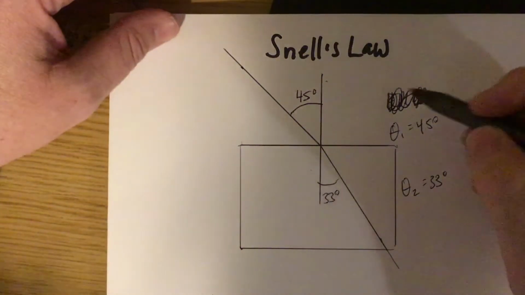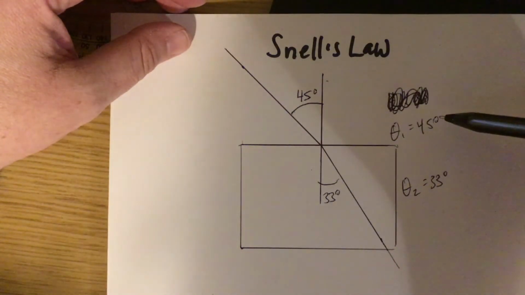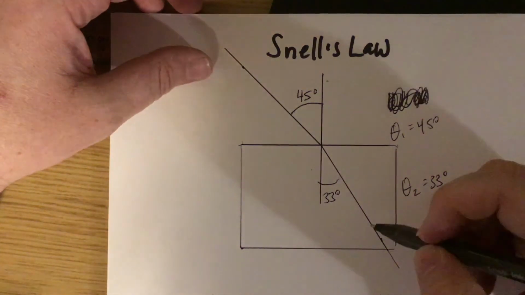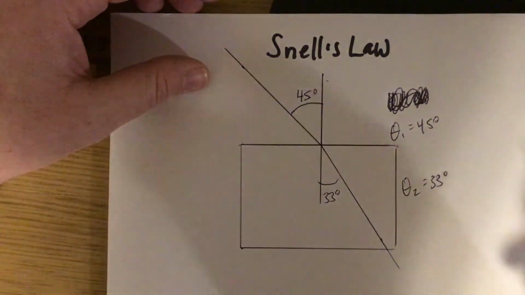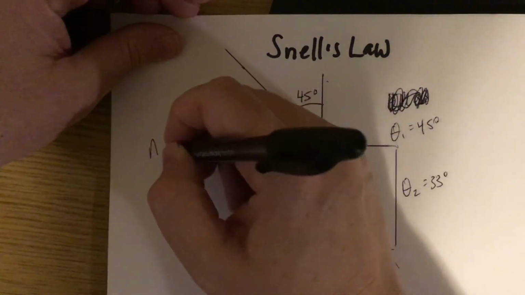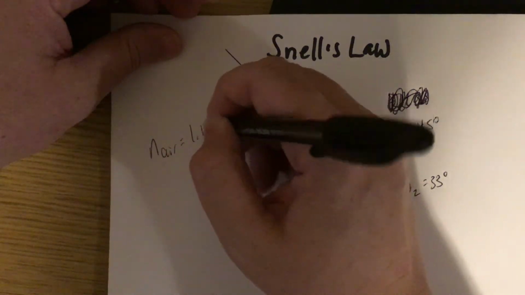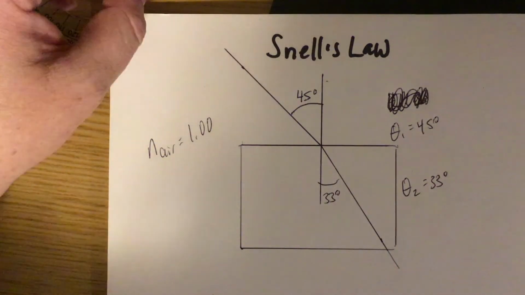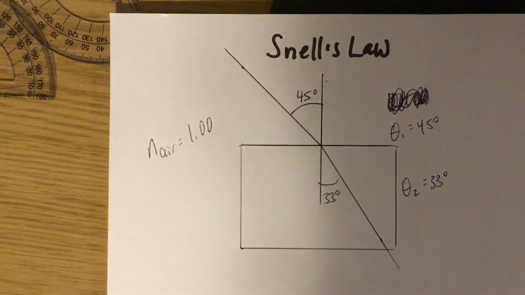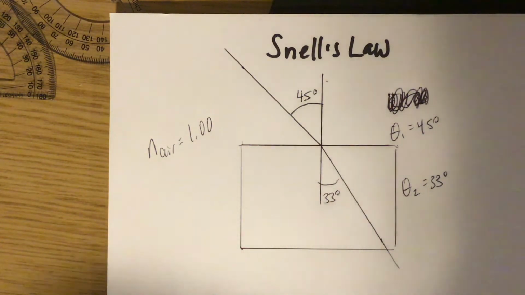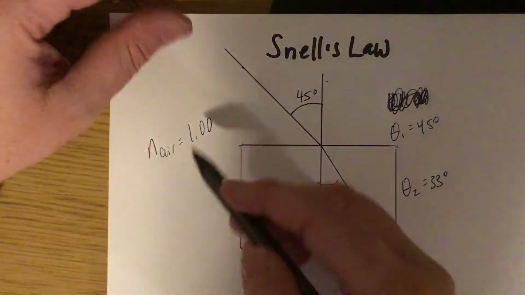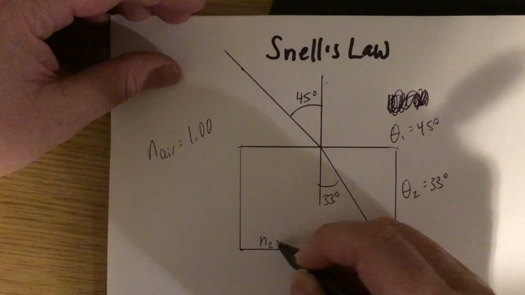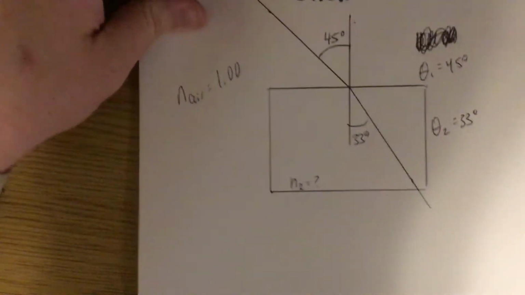So now that I know my measurements in here, I know that my theta 1 is 45 degrees, my theta 2 is 33 degrees, I can figure out what the n of the block is. And so n of air is always going to be about 1.00. And in actuality, it's 1.0003. But for everything that we're doing, there's no purpose in going that many decimals to get down to something that's really small. So for n of air, we'll use 1.00. And if we're looking for n of the block, that'll be our n2, and that's what we're looking for here.